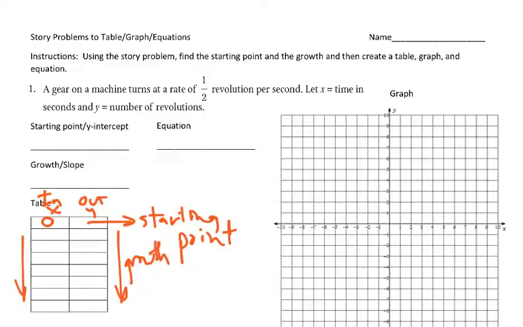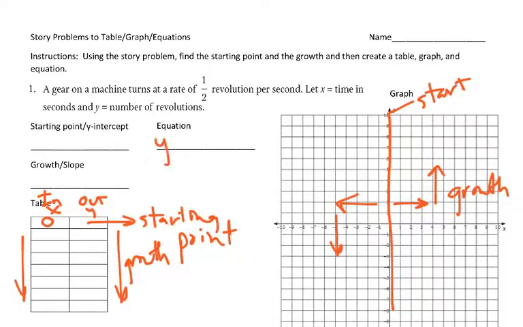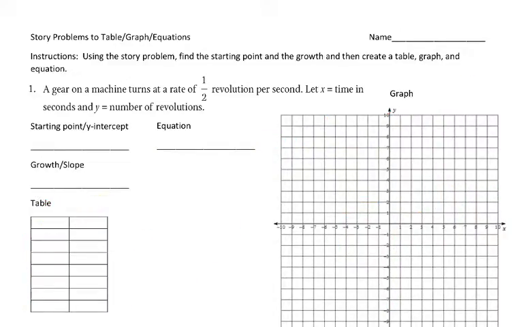For a graph, on the y-axis is where we see the starting point. And then as we go in a pattern from point to point, that's where we see the growth. For an equation, we go y equals our starting point, and then we have our growth, added, subtracted, multiplied, divided, with the variable. Okay? So, that's kind of what we're looking at here. So, first we need to find those two pieces of information.